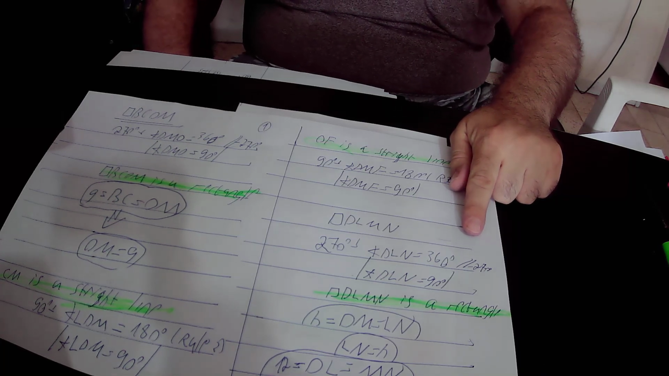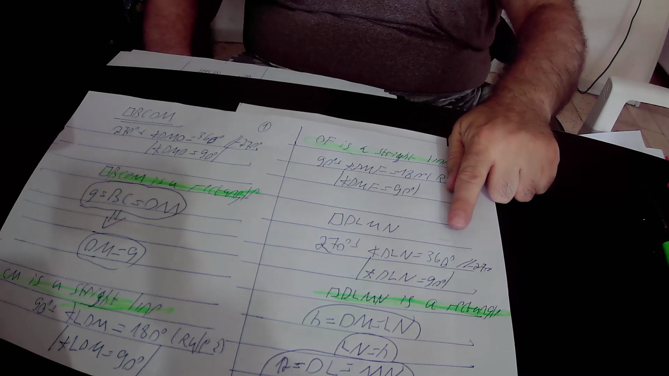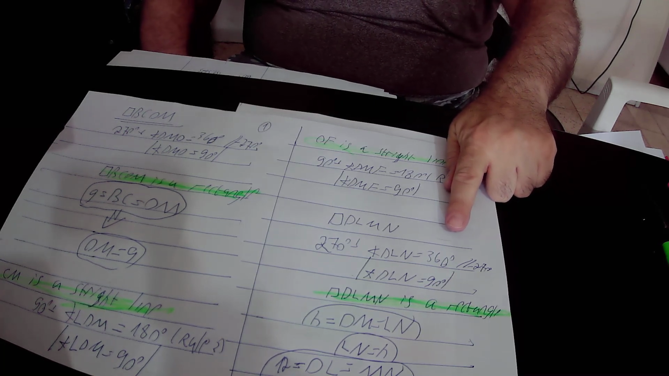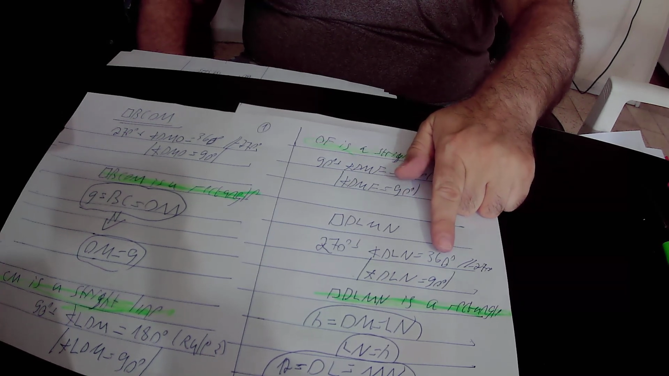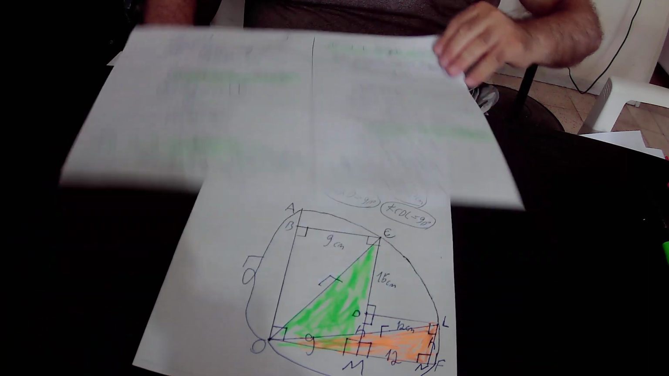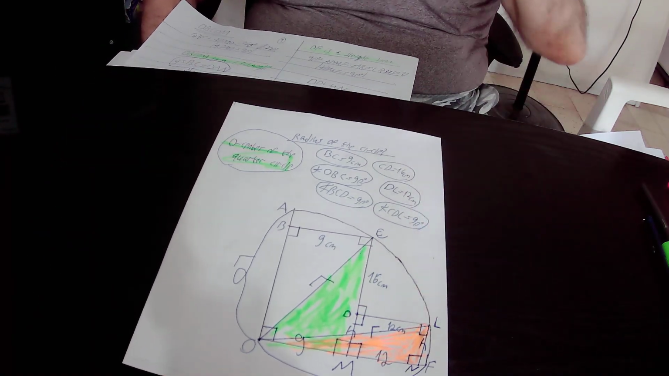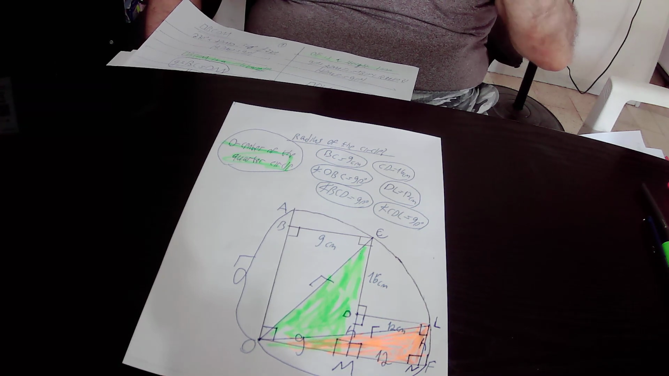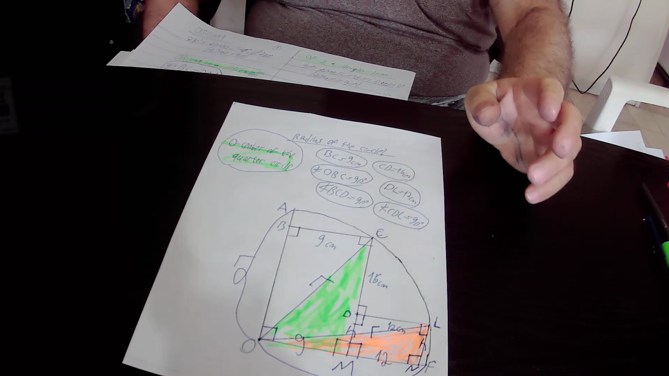Here we subtracted 270 degrees from this equation, and found out that the missing angle DLN equals 90 degrees. So this angle equals 90 degrees, it is a right angle. So we found out that inside quadrilateral DLMN, we have 4 right angles.